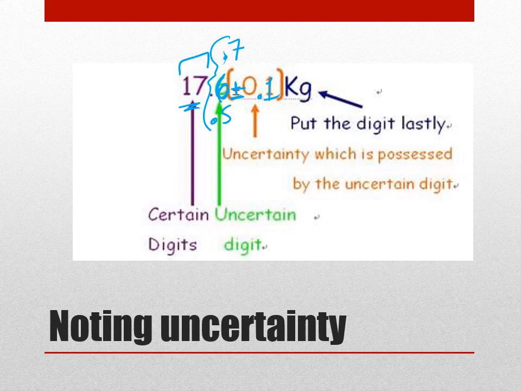This is our uncertainty in science. So we've got our certain digits. We know for sure 17. This is the one that we guessed. And then we're going to show the wiggle room around our guess.